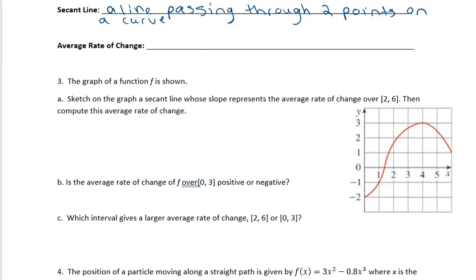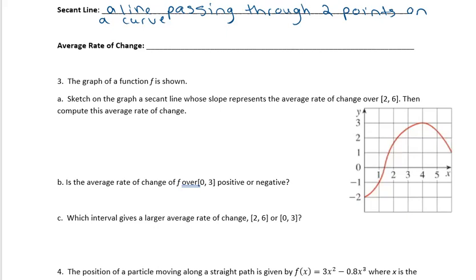So looking at our graph down here, this would be a secant line, this would be a secant line, this would be a secant line, this would not. It only passes through 1 point. This would be a secant line. So a secant line is a line that passes through 2 points of a curve.